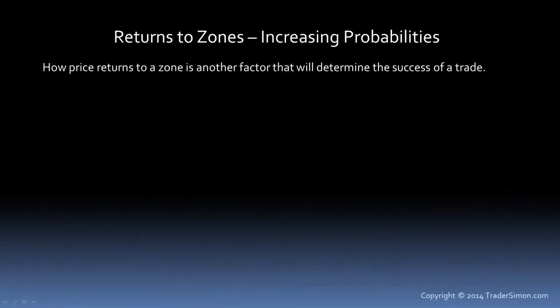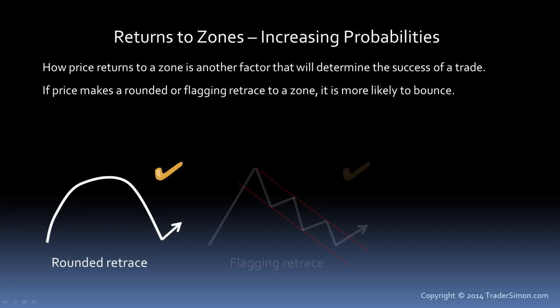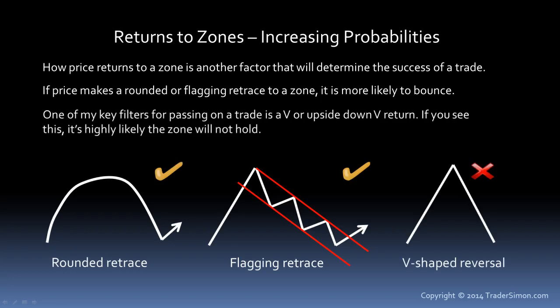How price returns to a zone is another factor that will determine the success of a trade. If price makes a rounded or flagging retrace to a zone, it's more likely to bounce. One of my key filters for passing on a trade is a V or upside down V return. If you see this, it's highly likely the zone will not hold.